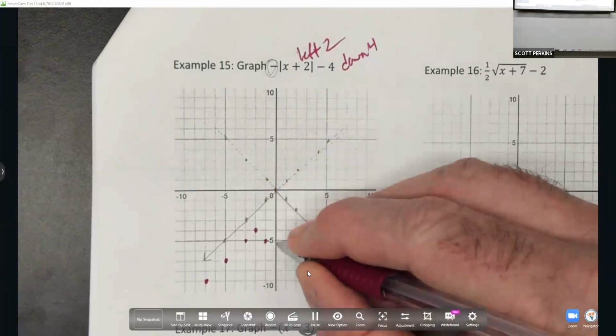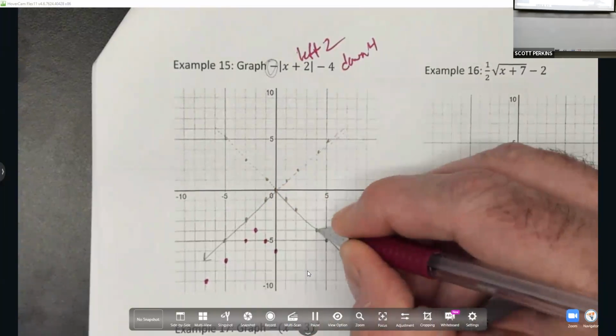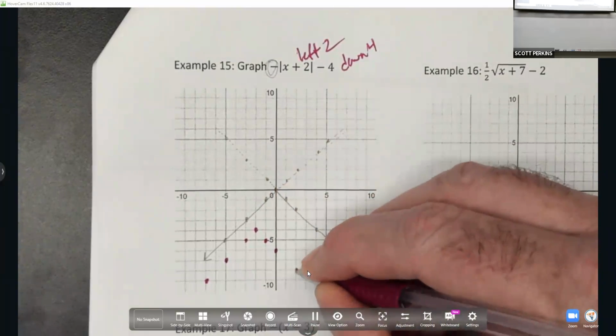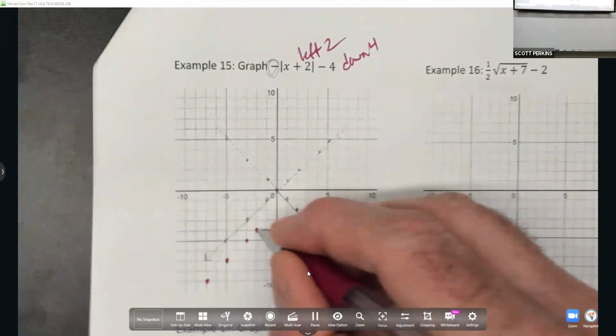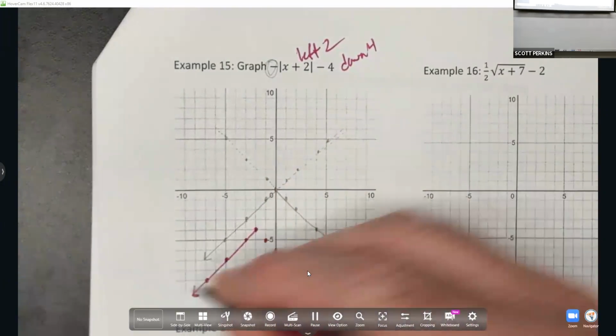Left 2, down 4. Left 2, down 1, 2, 3, 4. And one more time just because it's there. Left 2, 1, 2, 3, 4. There we go. And here's my absolute value graph.